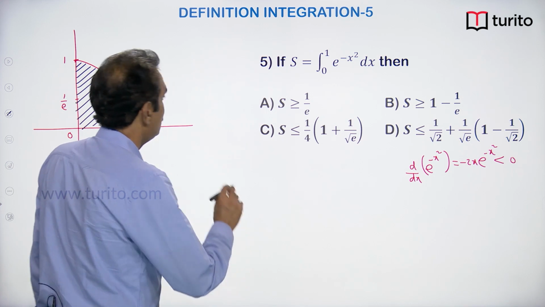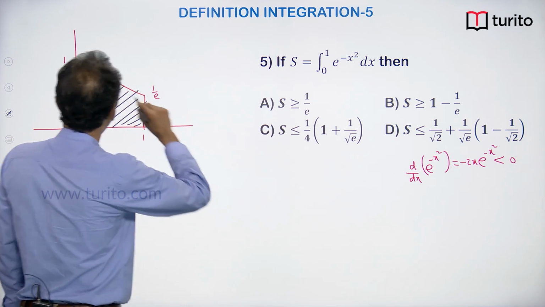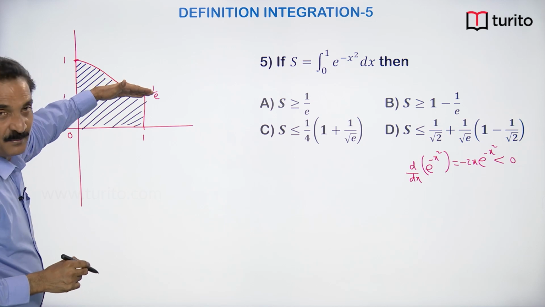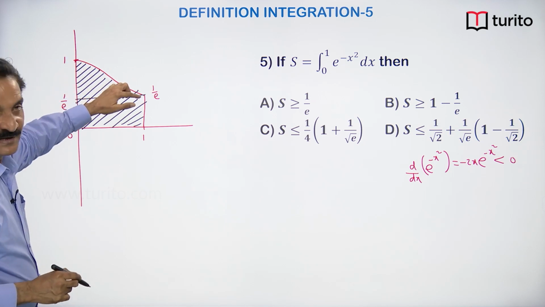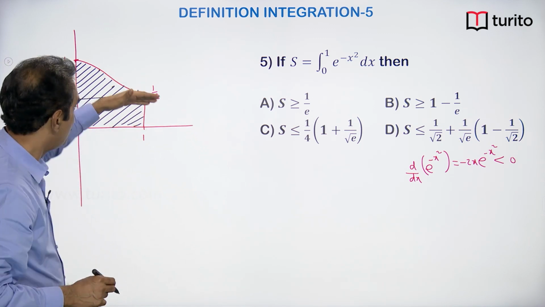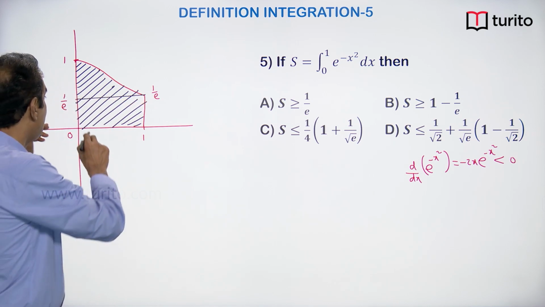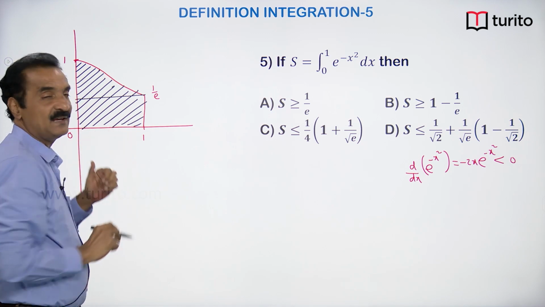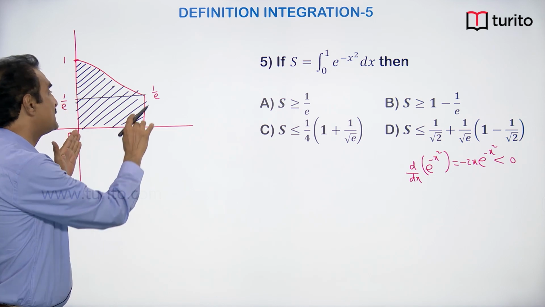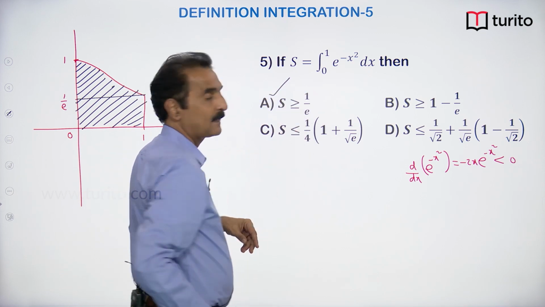Now first, this area is greater than the area of the small rectangle. The minimum point is 1 by e, because the function is strictly decreasing, the minimum point occurs at the end point. At the minimum point draw a horizontal line at absolute minimum. Then the total area is greater than the area of the small rectangle. What is the area of the small rectangle? This length is 1, this height is 1 by e. So 1 into 1 by e, 1 by e. So option A is correct.